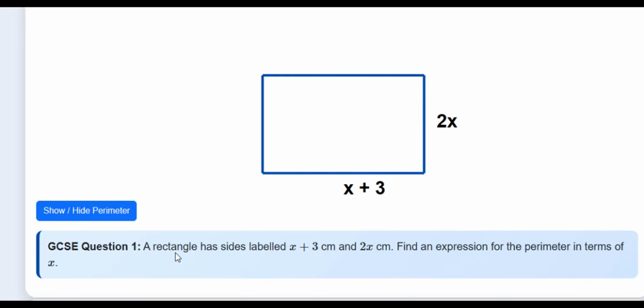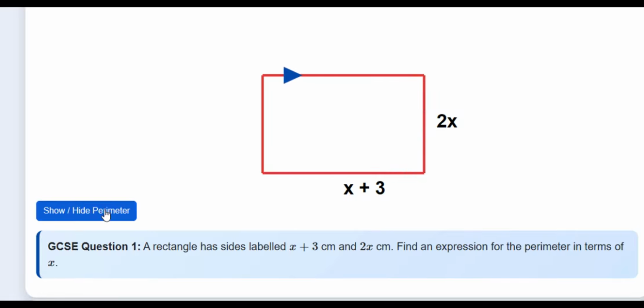Then we are told a rectangle has sides labeled as x plus 3, then 2x as the length. Then you are told to find an expression for the perimeter in terms of x. And as we said in the previous lessons, a perimeter is the total distance outside a shape. So here when we talk about perimeter, is that one.